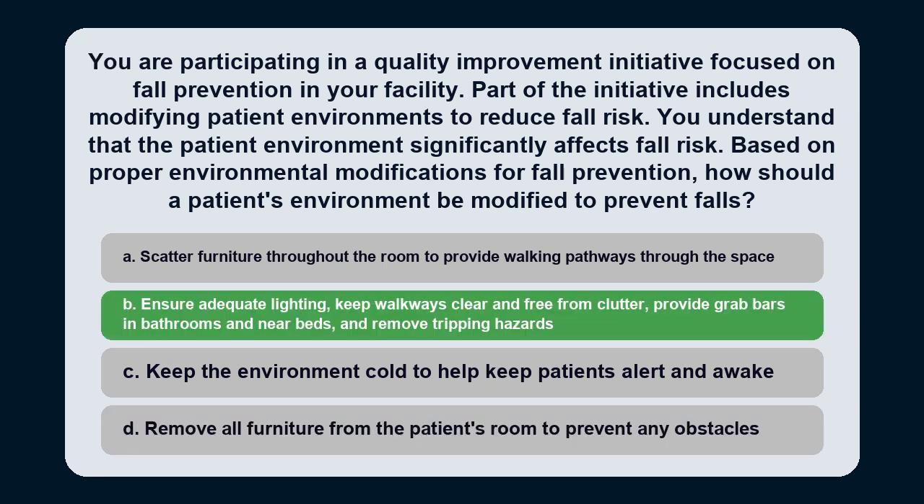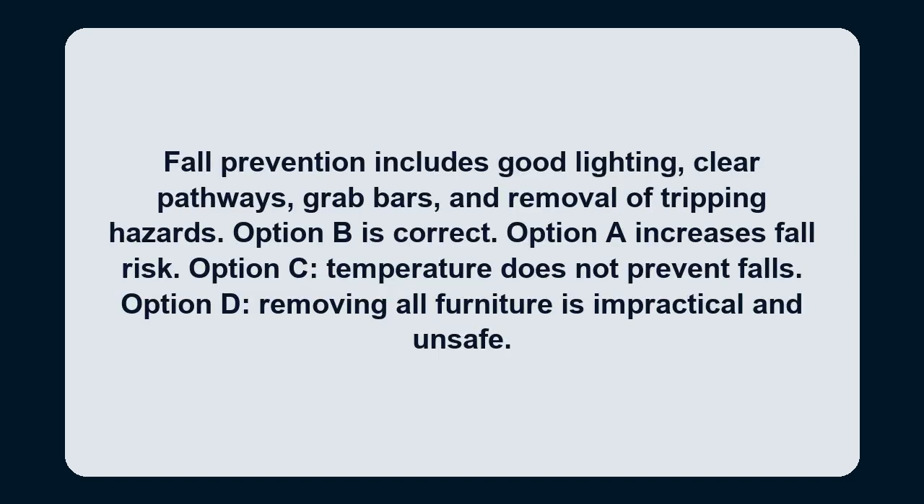The answer is B. Fall prevention includes good lighting, clear pathways, grab bars, and removal of tripping hazards. Option B is correct. Option A increases fall risk. Option C. Temperature does not prevent falls. Option D. Removing all furniture is impractical and unsafe.